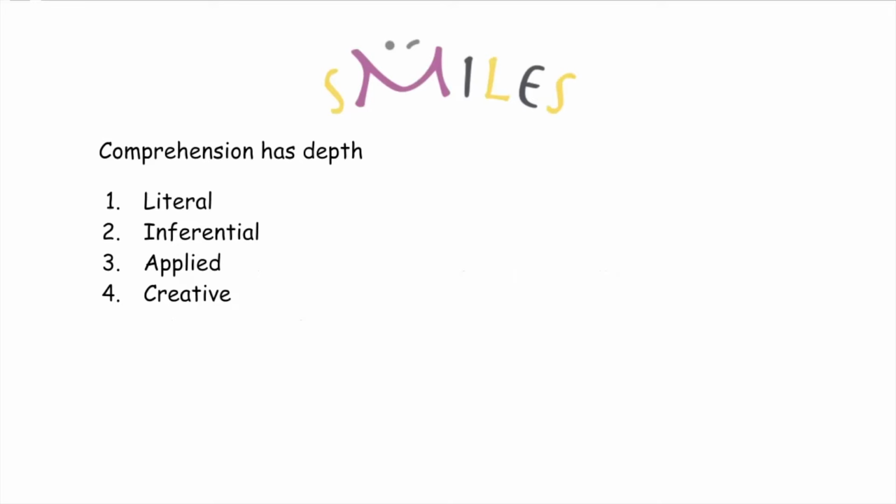Comprehension has depth. The SMILES program identifies 4 levels of comprehension: literal, inferential, applied, and creative. Accordingly, there are 4 sets of learning objectives and outcomes.